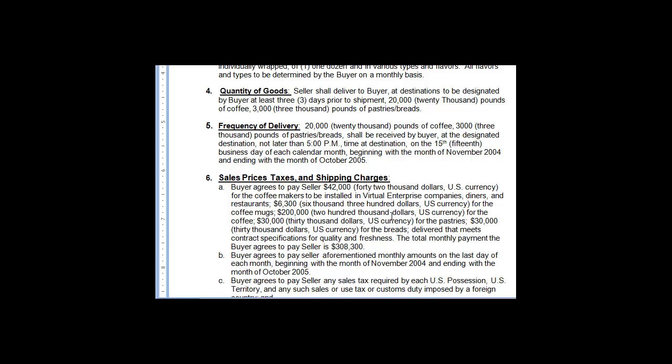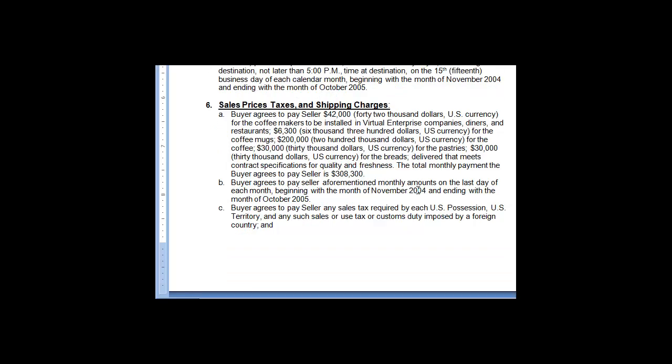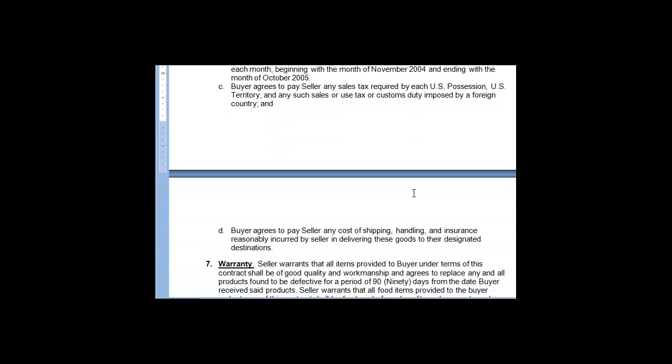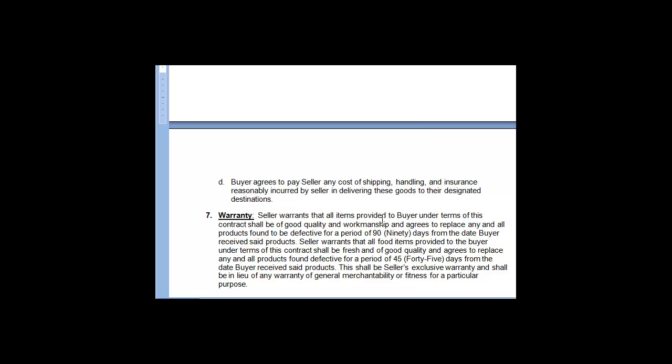There's the description of the goods, and you can see the quantity, how many things are you going to sell them every single month. Frequency of delivery, you can see that would be every single month. The sales prices, taxes, shipping charge, it says what those costs are going to be. And then there's a warranty toward the end that says the seller warranties all items provided to the buyer under the terms of this contract, and so on and so forth.